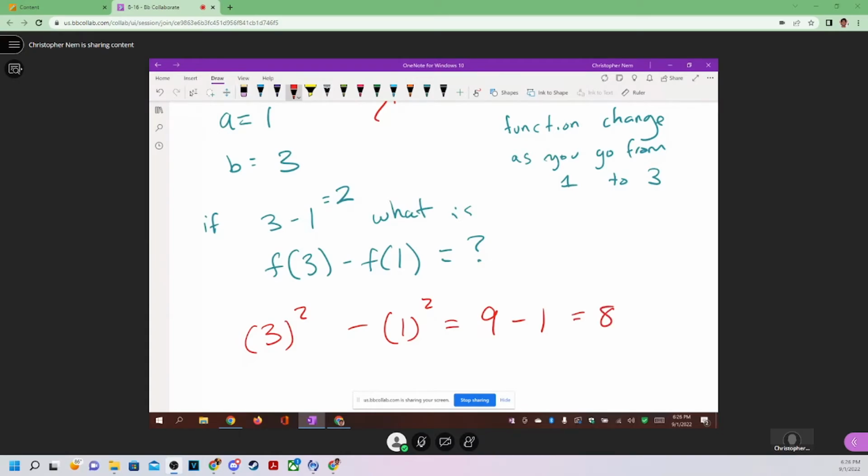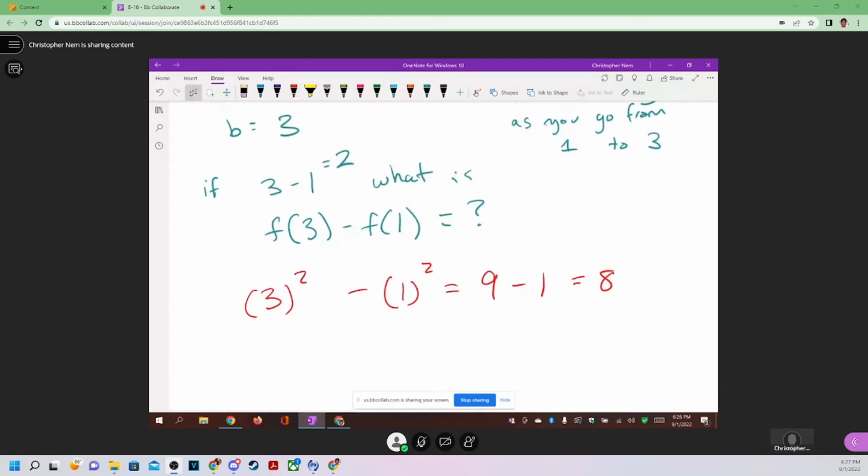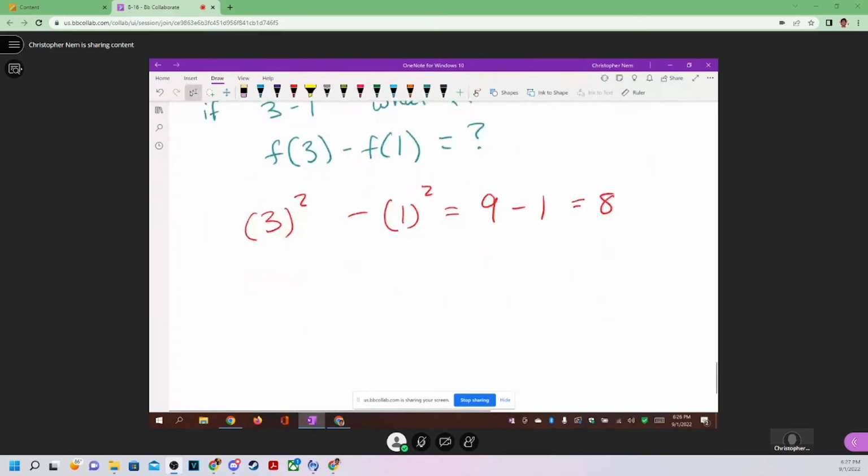So that's kind of the net change. As I'm moving from my inputs, how much am I moving from my inputs? How much am I changing it? How much change is the actual outputs moving? How much input changes and to how much outputs will change.